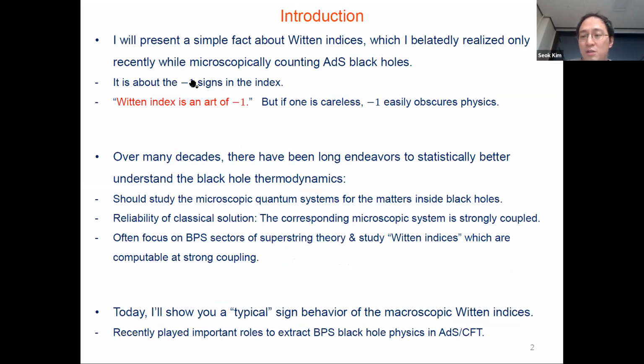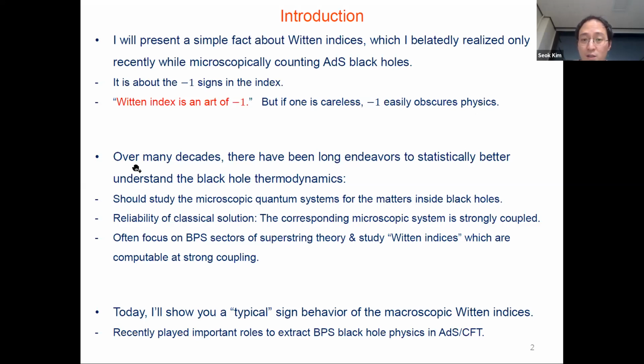This -1 is making possible all the magical structures of the Witten index. So it's kind of an art of playing with -1. But if one is a bit careless about physics, this -1 can also easily obscure the physics. So I'm going to tell you how to extract out the proper macroscopic physics out of these partition functions. The importance of Witten index in the context of black holes cannot be overexaggerated.